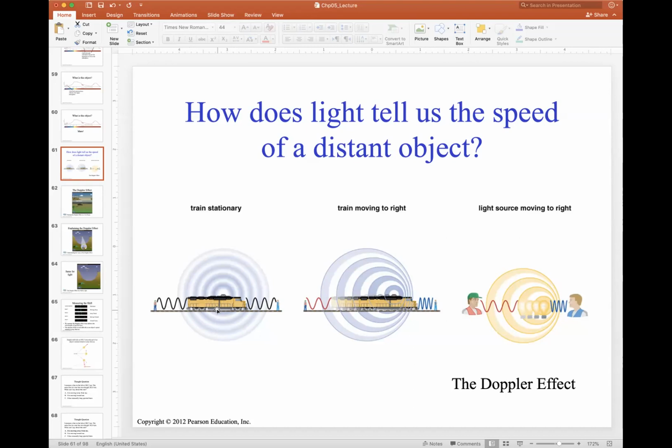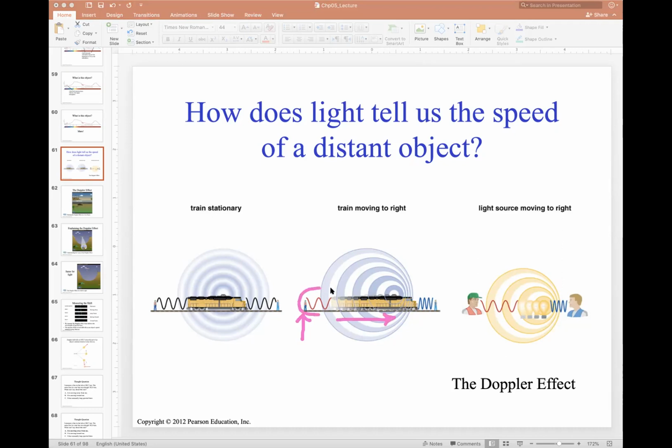However, if the train starts to move to the right-hand side, then the frequency of the light is getting compressed compared to the left-hand side. So if it's moving to the right, we say that one of them is blue shifted and the other is red shifted.